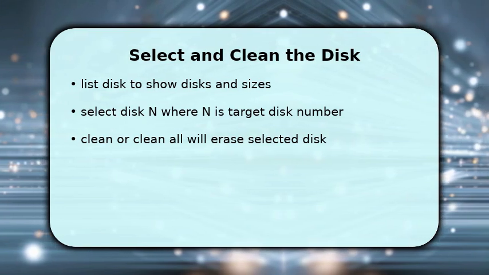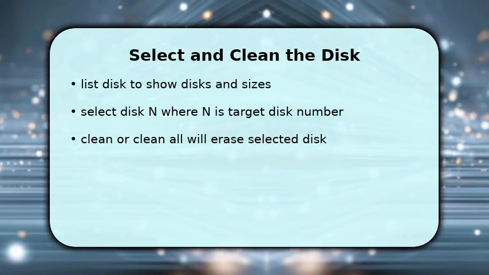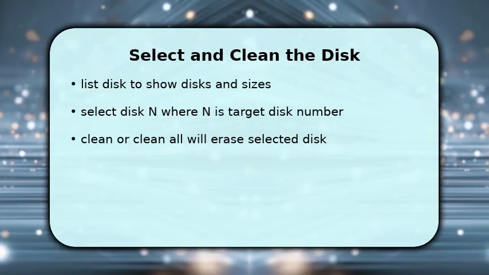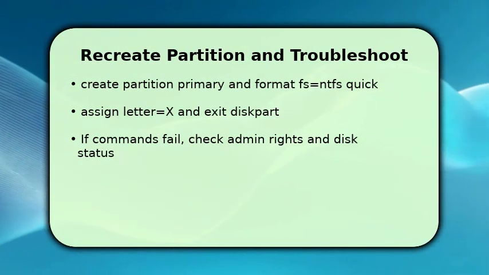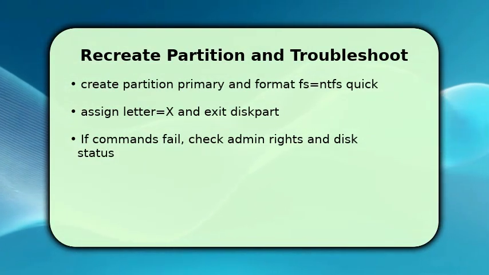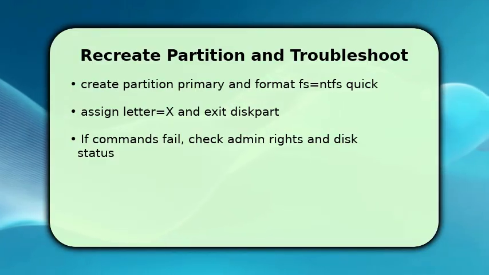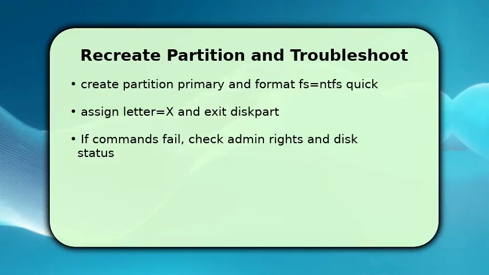After cleaning, recreate a usable volume by running create partition primary, then format fs=ntfs quick to prepare the file system. You can use exFAT or FAT32 instead for compatibility. Once formatted, assign letter=X or another free letter and exit diskpart, then verify in File Explorer.